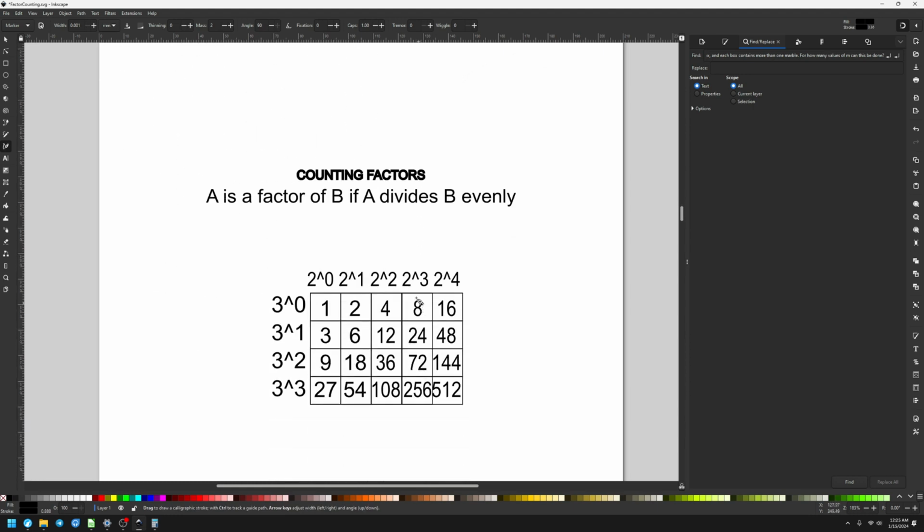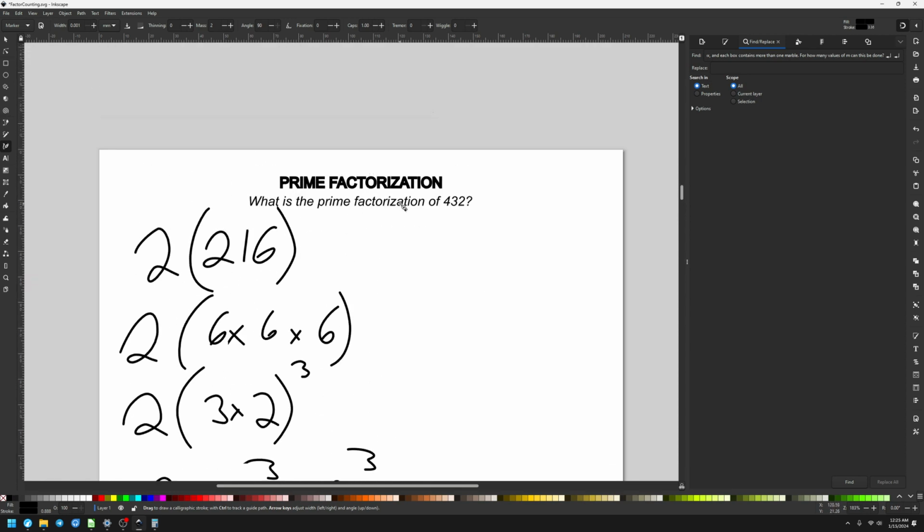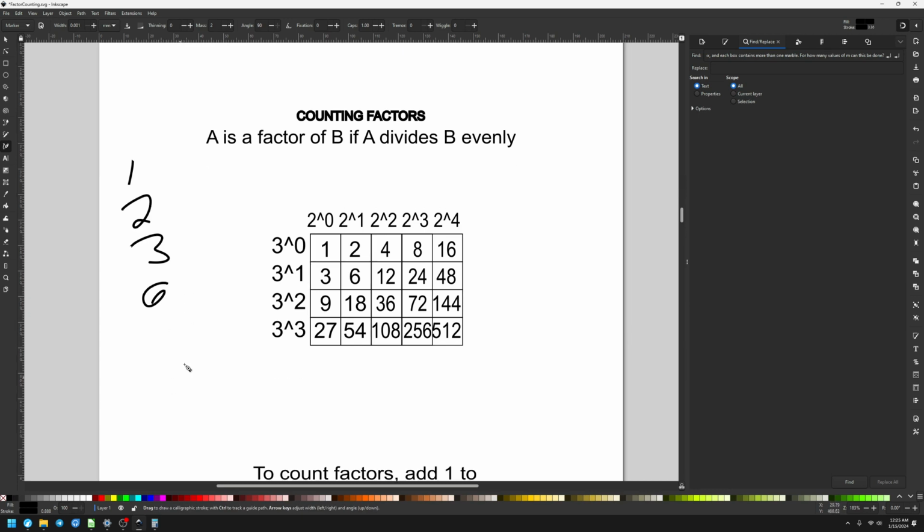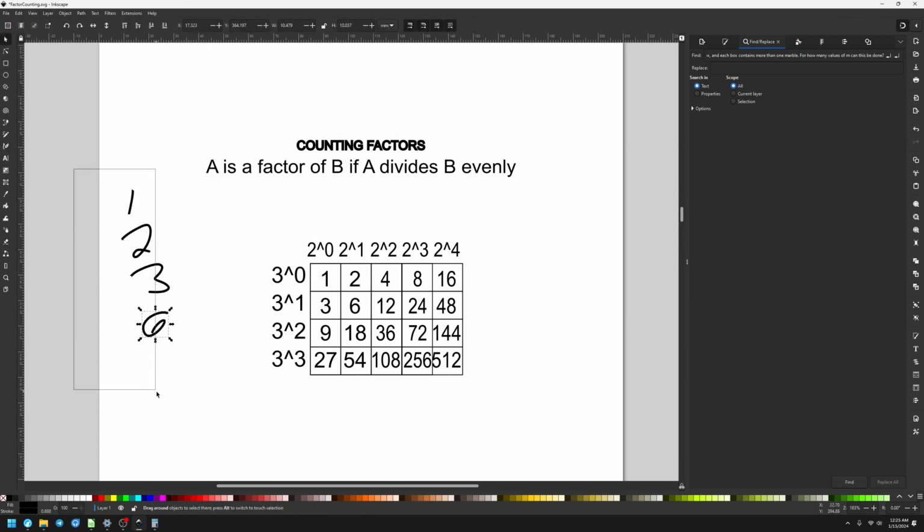Okay, so counting factors. A is a factor of B if A divides B evenly. So that means that 100 is a factor of 200 because 100 divides 200 evenly. And we can use this concept to try to count the factors of 432, but it would take way too long. Like we could try, okay, I know 1 is a factor, 2 is a factor, 3 is a factor, 6 is a factor, but you keep going on and on and on, but it's going to take too long.